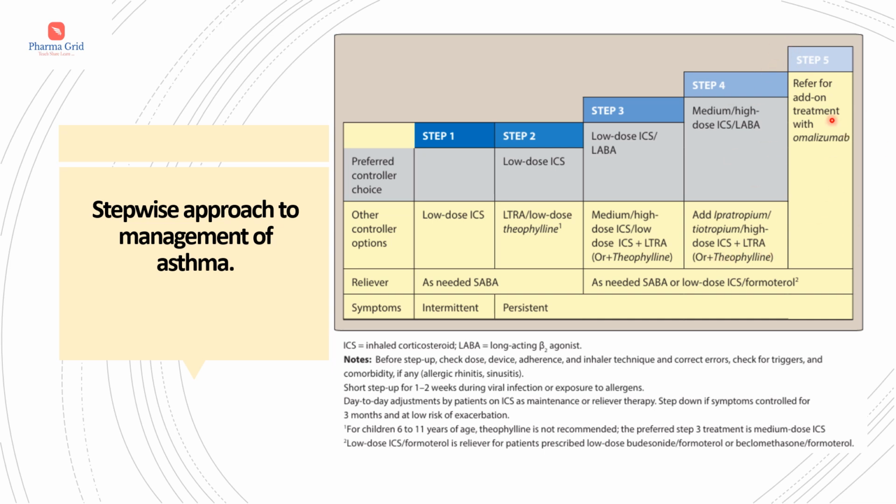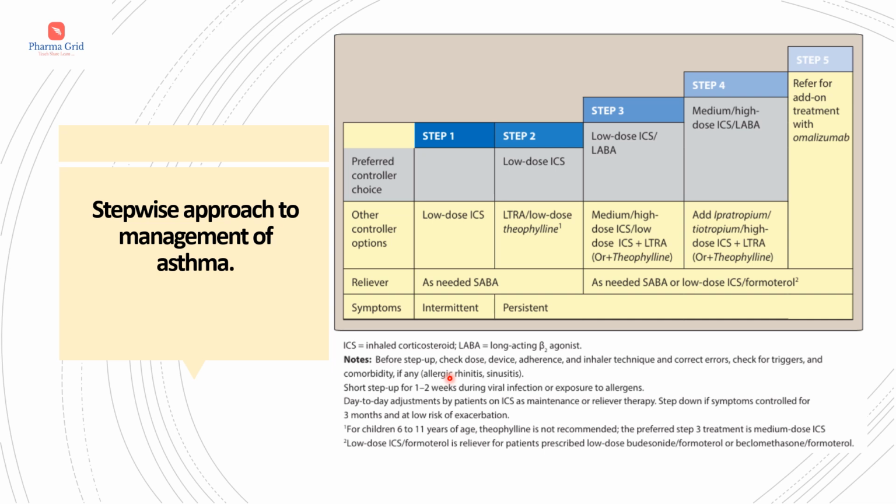Then step 5 means refer for add-on treatment with omalizumab. Omalizumab is a monoclonal antibody. And here in step 3, step 4 and step 5, you can use short-acting beta-2 agonist or low-dose inhaled corticosteroids with formoterol combination can be used as a reliever option.